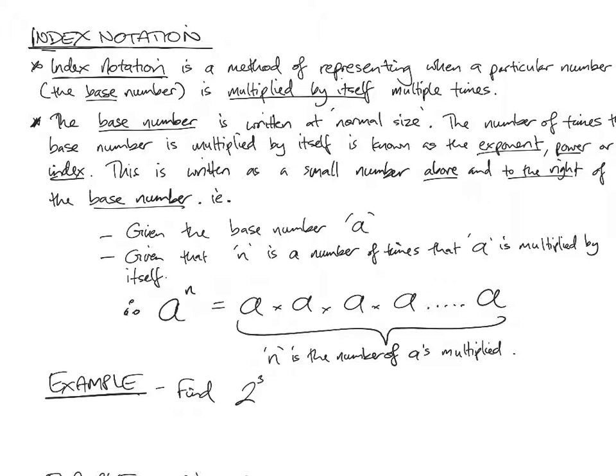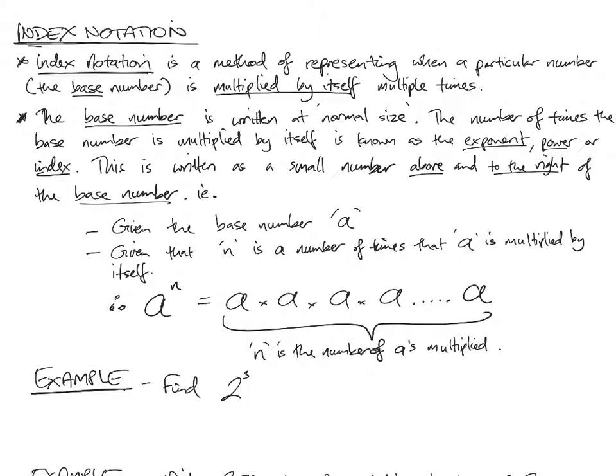The base number is written at the normal size that you write in maths. And then the number of times that you are multiplying that base number by itself is known as the exponent, the power, or the index. That's why it's called index notation. And you write this number really small, so superscript, above and to the right of that base number.